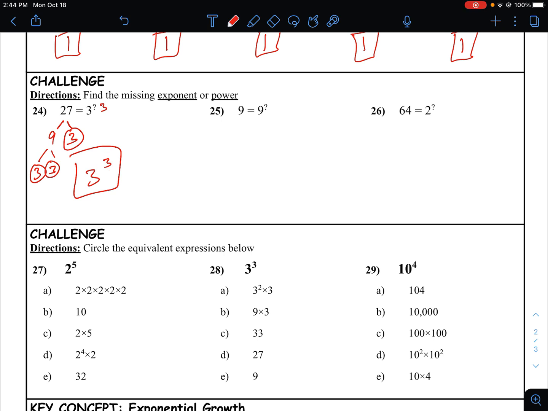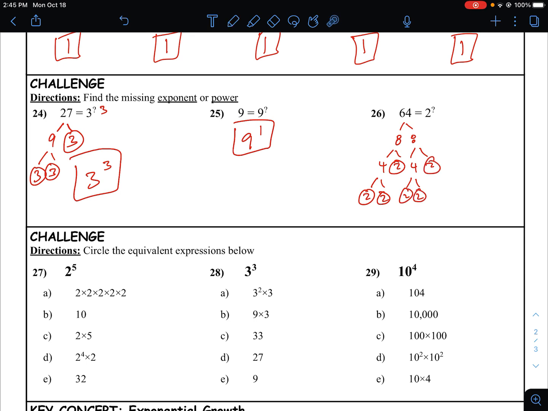All right, 9 equals 9 to the what power? Well, 9 to the first power equals 9. And 2 to the what power equals 64? Let's see, this is 8 times 8 equals 64. And 8 is just 4 times 2, and that's just 2 times 2. Oh, I think I know what it is. Okay, so if I multiply 2 and 2, and notice I'm only circling the bottom of the branches. I'm not circling 4 because it's in the middle. It gets broken down. Times 2, times 2, times 2. If I multiply 2 a total of 6 times, it gets to 64. So 2 to the 6th power equals 64.